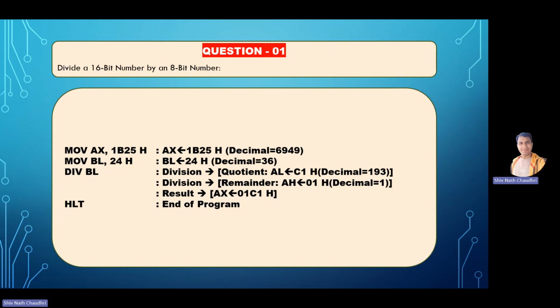After executing this DIV BL, the quotient comes to 193 in decimal, which is equivalent to C1 in hexadecimal, and the remainder is 1. So after executing this program, we get the content of the accumulator as 01C1H. This is a sample program showing how we can divide a 16-bit number by an 8-bit number in 8086.